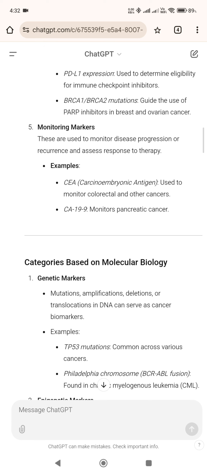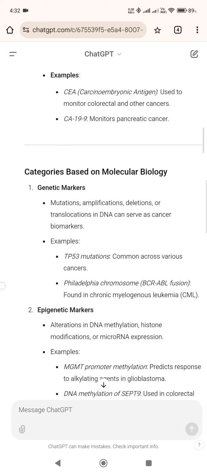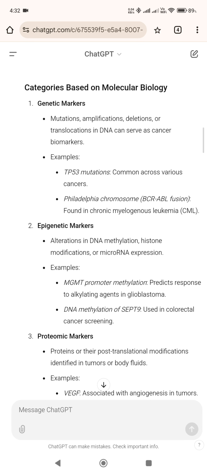5. Monitoring markers. These are used to monitor disease progression or recurrence and assess response to therapy. Examples: CEA, carcinoembryonic antigen, used to monitor colorectal and other cancers; CA19-9 monitors pancreatic cancer. Categories based on molecular biology.